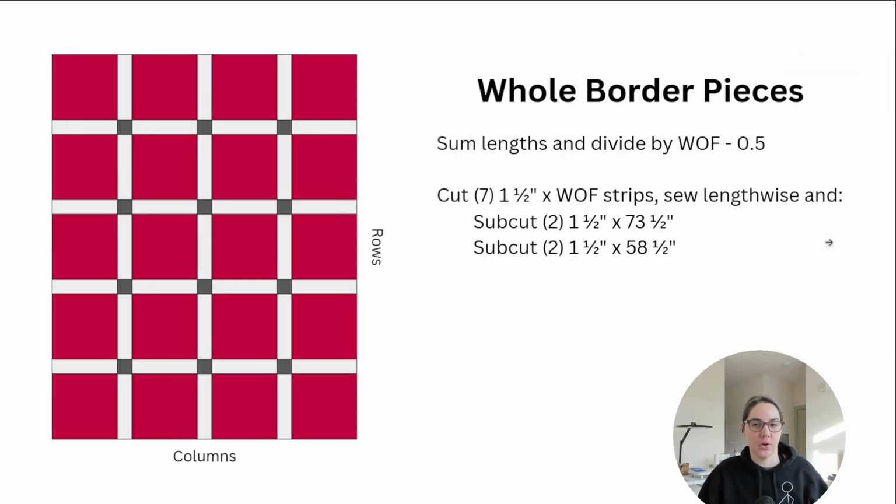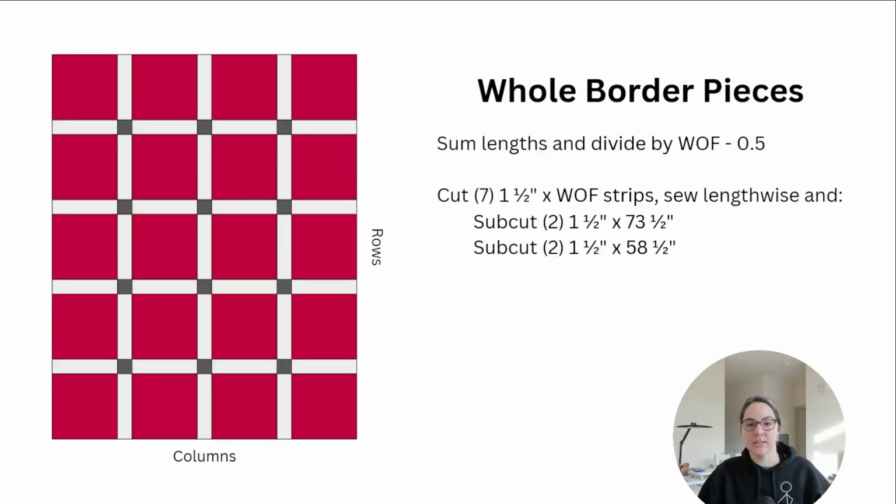Okay, so if you're talking about whole border pieces, you're going to add a complete strip to each side and then a complete strip to the top and bottom. The best way that I have found to do this, and that I recommend to most of my clients, is to sum up all of those lengths that you need and divide it by the width of fabric minus your seam allowance, right?